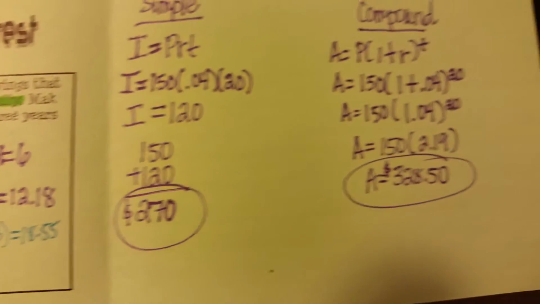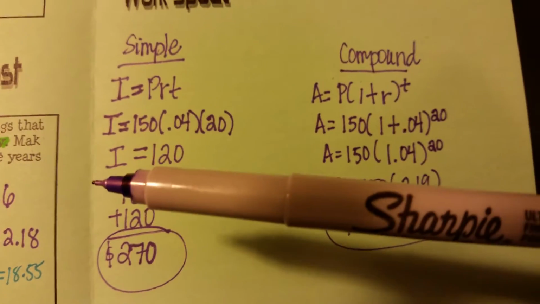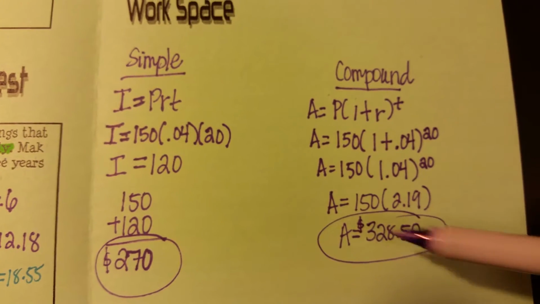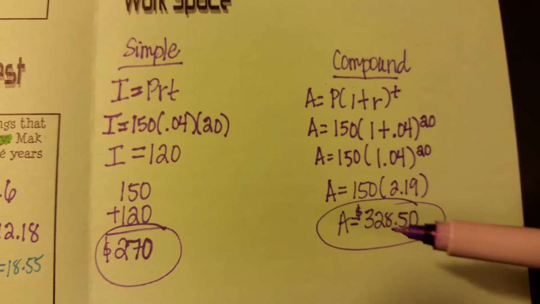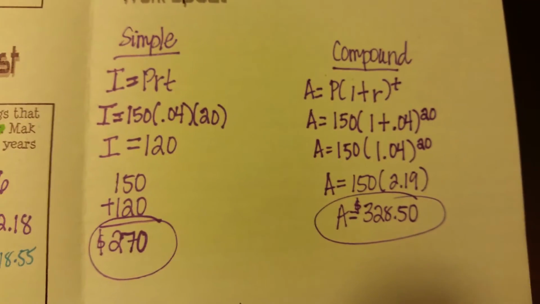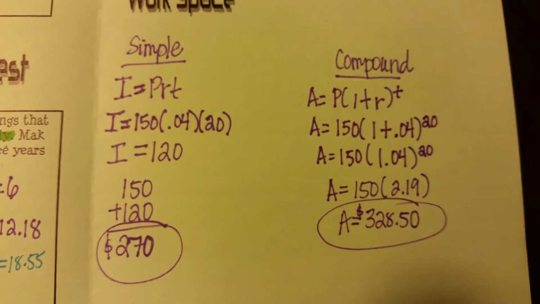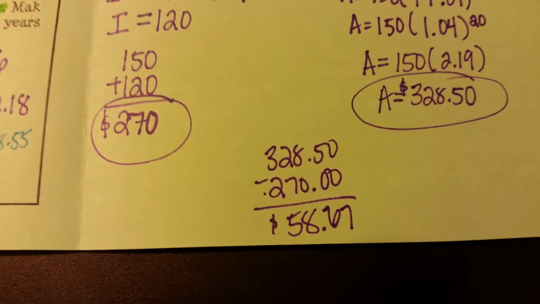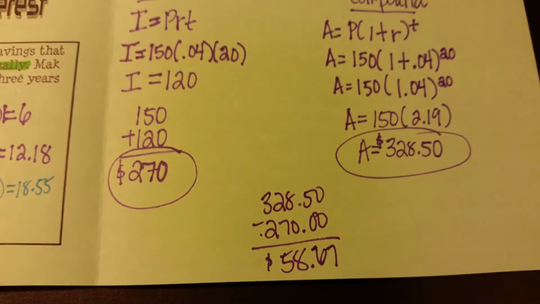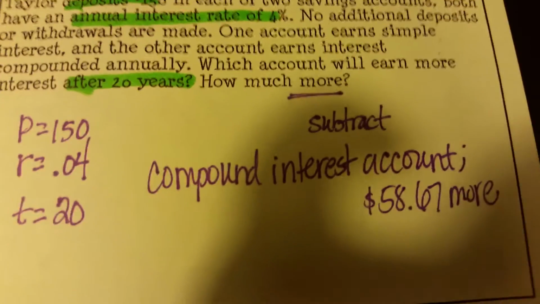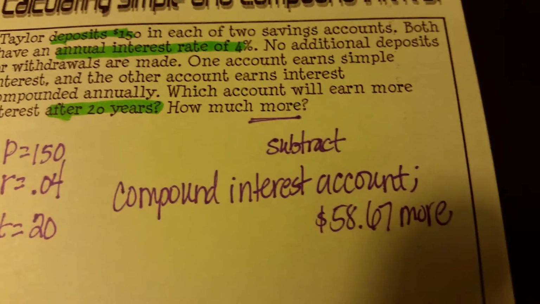Okay, so looking at this, which account, would it be the one with the simple interest or would it be the compound interest account? Okay. And clearly we can see that it'll be the compound interest account. But we need to figure out by how much. So that's what I want you to figure out now with your partner. By how much more would that compound interest account earn? Okay, so when you subtract it, you should have gotten $58.67 more. Okay. All right, so the compound interest account will earn $58.67 more. Okay.